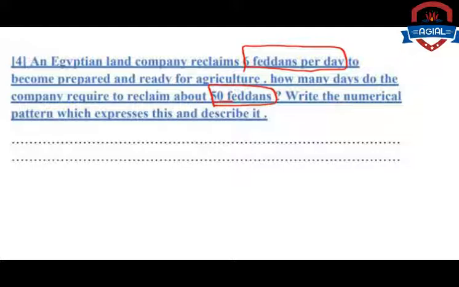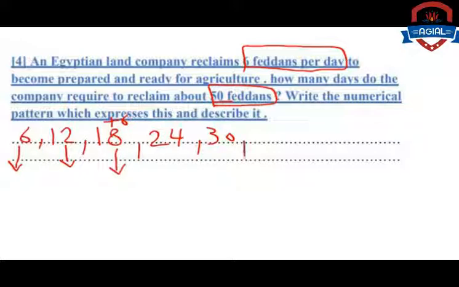So, we have on the first day 6 fiddles. Then, the next day would be 12. Then we have 18. So day number 1 we have 6 fiddles. Day number 2 we have 12. Day number 3 we have 18. If we add 6, 18 plus 6 equals 24. 24 plus 6 equals 30. 30 plus 6 equals 36. 36 plus 6 equals 42. And 42 plus 6 equals 48.